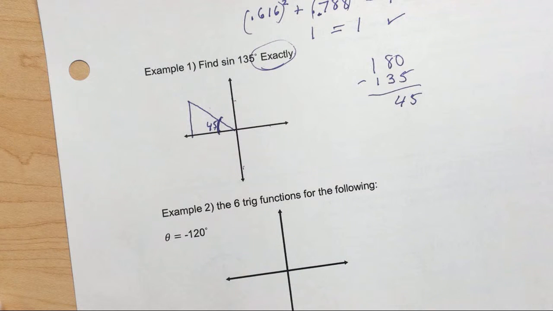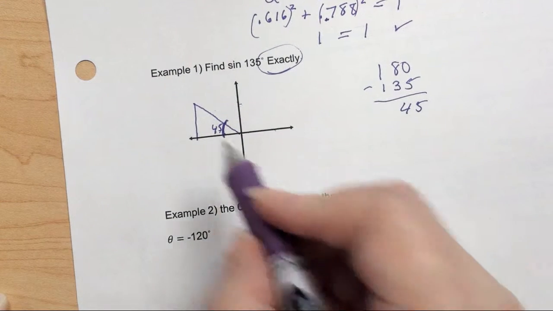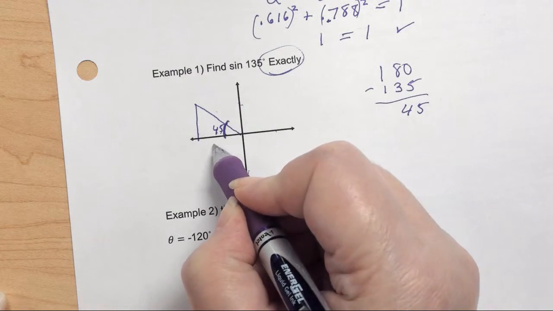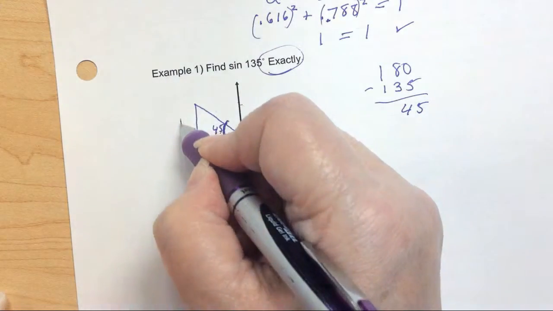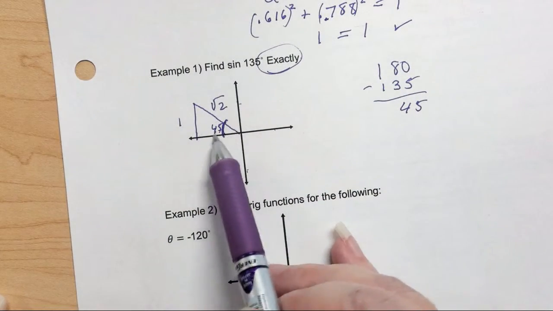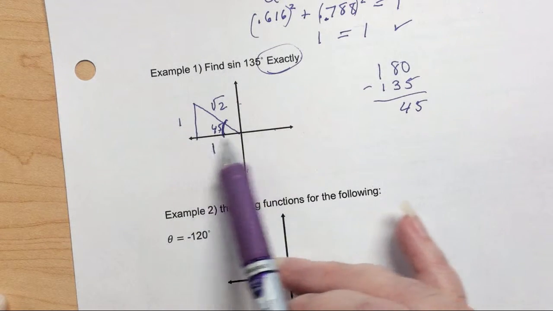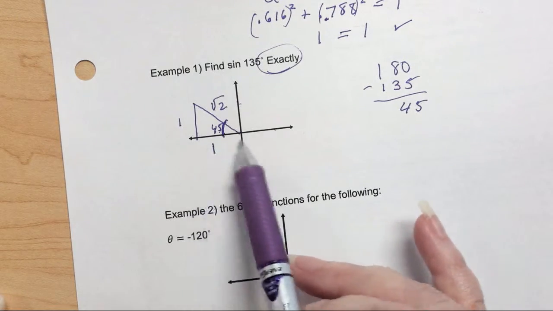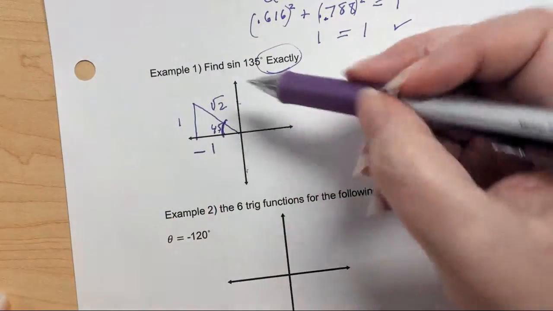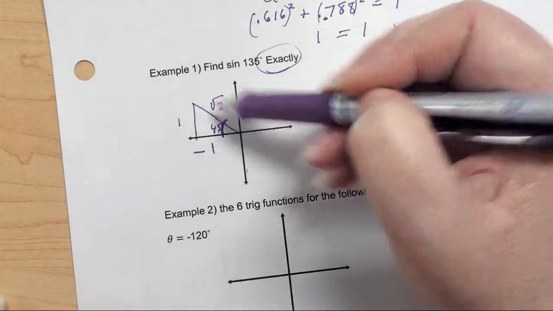Check to see if any of them are positive or negative. Alright, so let's go with just the numbers. What's this number? So 1, 1, and then square root of 2. Remember, this 1 is representing the x-axis. At this point, is this x-axis positive or negative? Negative. This is my y-axis, so this is positive.